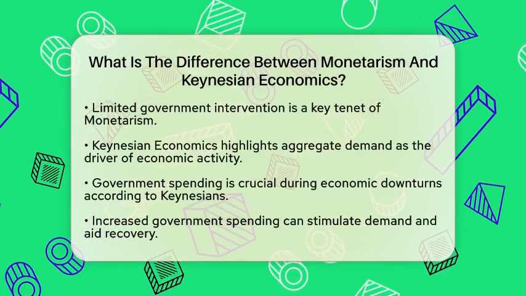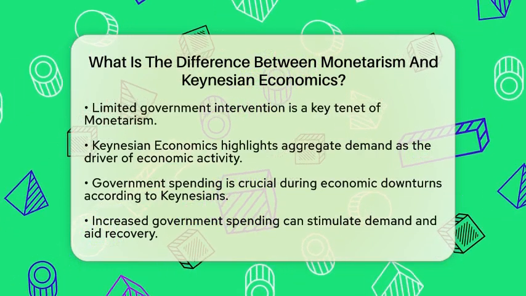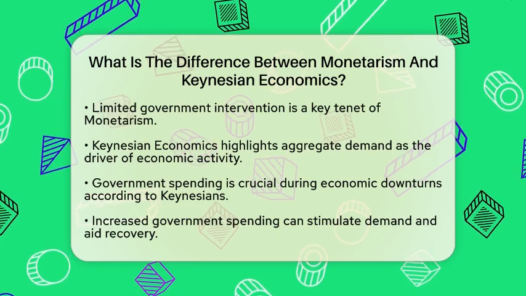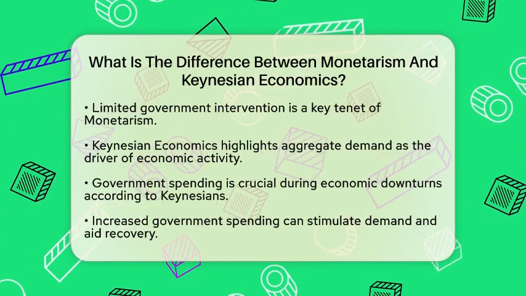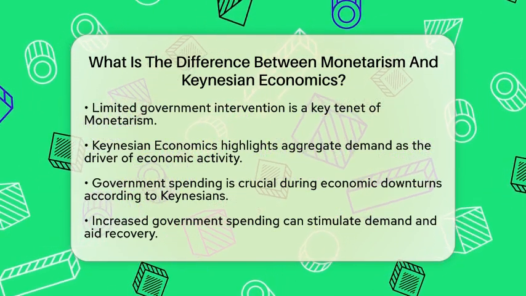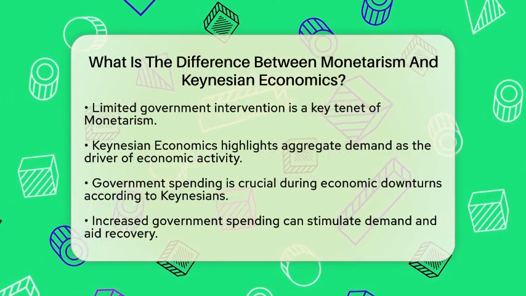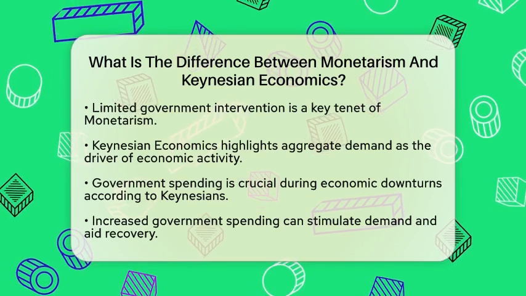On the other hand, Keynesian economics emphasizes the importance of aggregate demand in driving economic activity. Keynesians argue that government spending plays a crucial role, especially during economic downturns. They believe that increased government spending can stimulate demand and help the economy recover more quickly. This perspective supports a more active role for government in managing economic conditions.